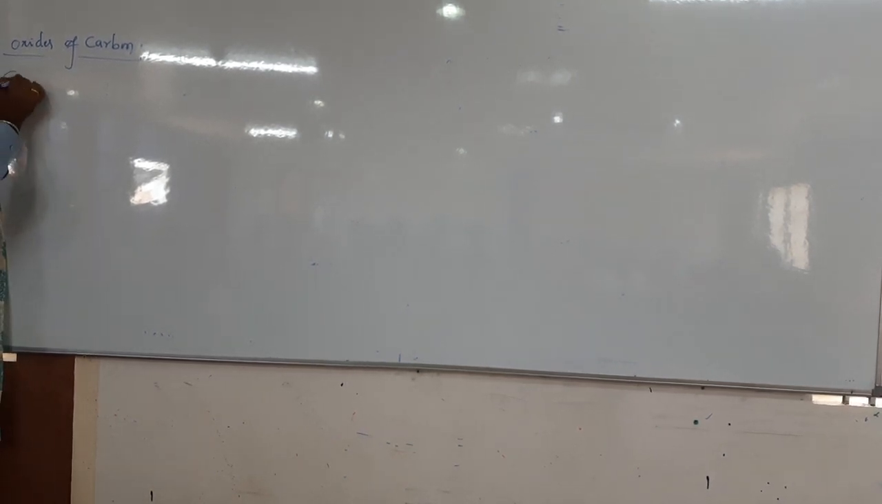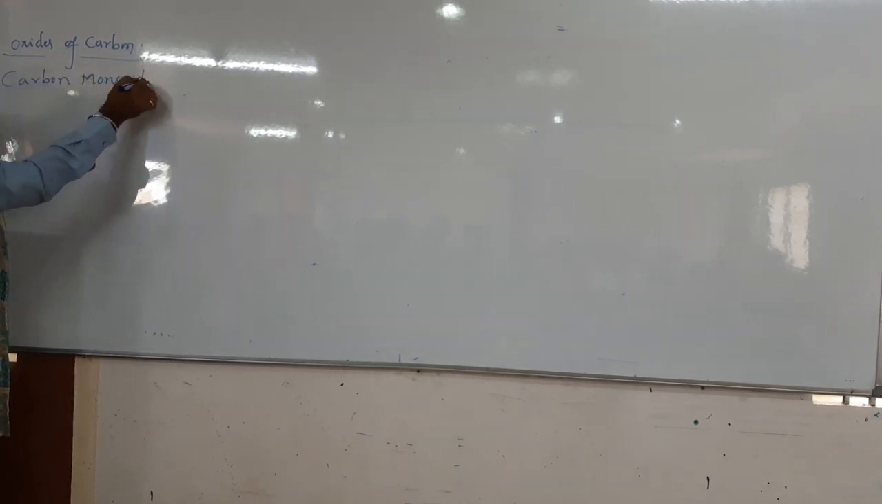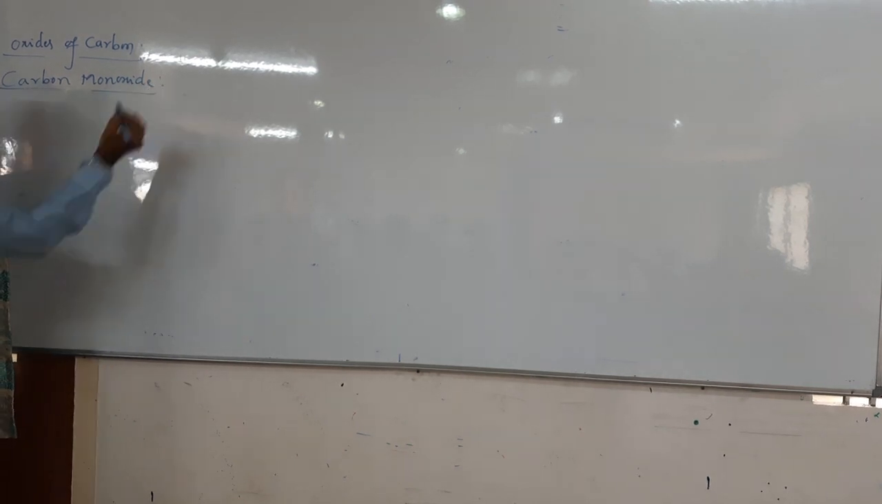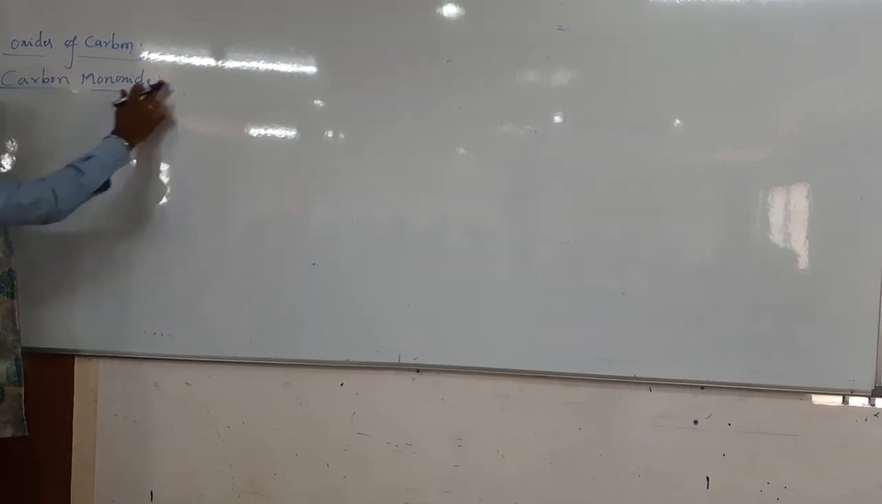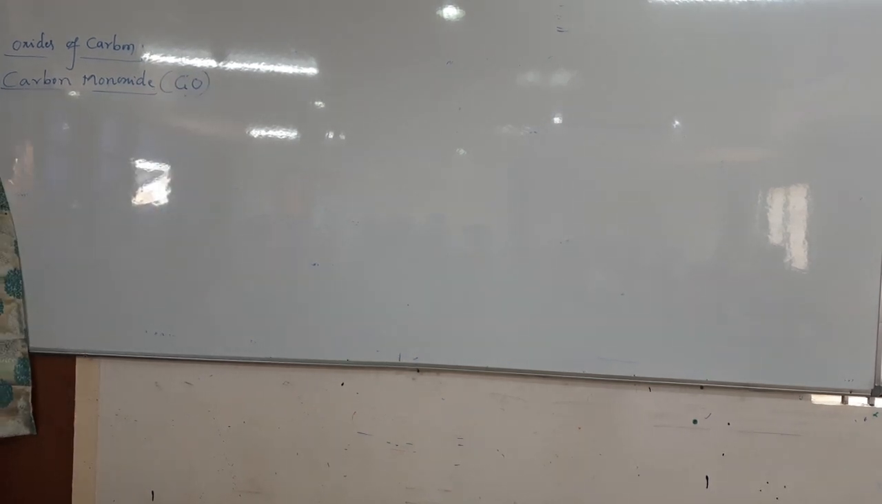So carbon monoxide, the composition is CO. By the way, let us first go to its preparation. How do we prepare carbon monoxide? Suppose we have carbon that undergoes oxidation.